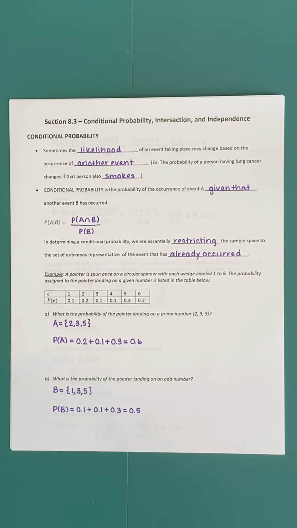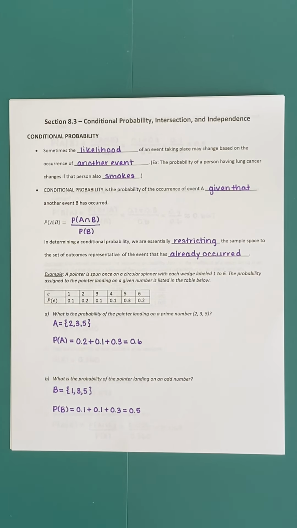In this video, we're going to talk about conditional probability. We're going to look a little bit closer at the probability of two intersecting events, and then we're also going to introduce the concept of independence. So sometimes the likelihood of an event taking place can change based on the occurrence of another event.